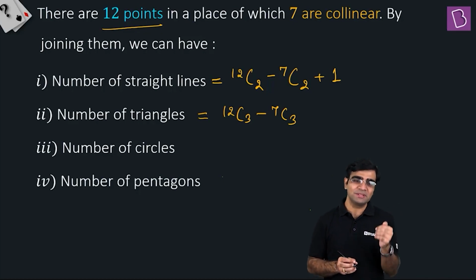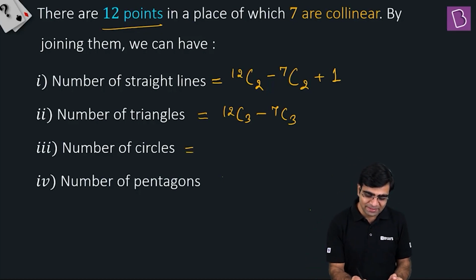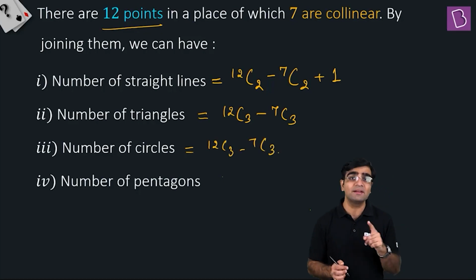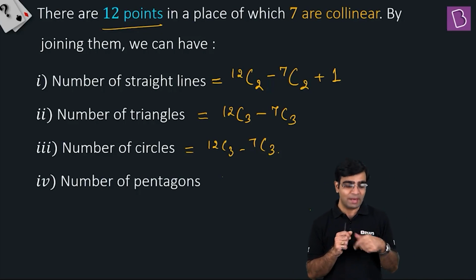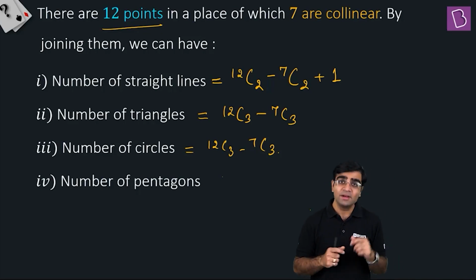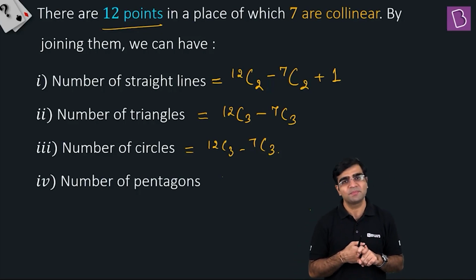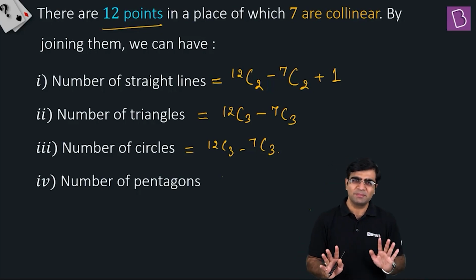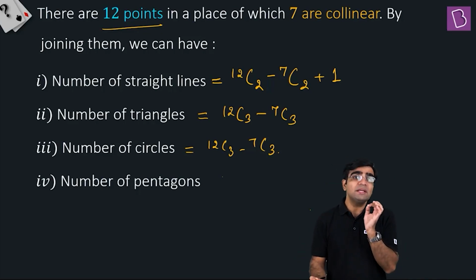So the answer to the third part of the question is exactly equal to the number of triangles, because every triangle will have a circumcircle, right? The number of triangles which we have counted here, every triangle will have a circumcircle. Perfect. Sorted. A pretty simple one to handle. All right. Now the interesting part comes when I have the number of pentagons.